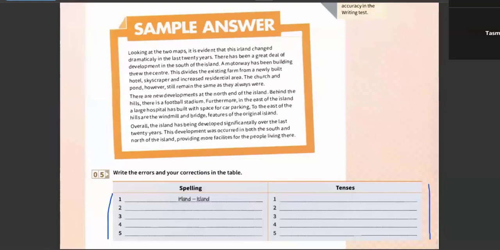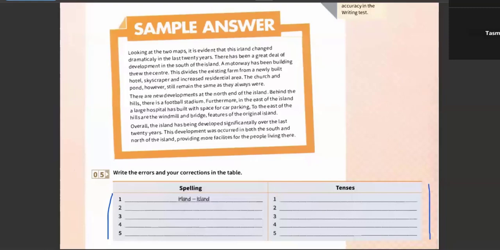And now the tenses. Have you found them or do you need time? No, I have found them. Okay, excellent. Go ahead. The first sentence is a motorway has been building through the center. It will be a motorway has been built through the center. Okay, before that, do you not find any other tense mistake? No. Look at the first sentence.